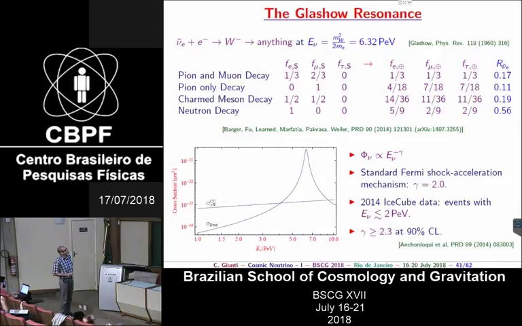At the time in which these papers were written, it was 2014, the IceCube data had only events with a maximum energy of 2 PeV.